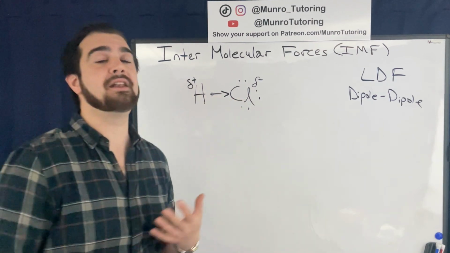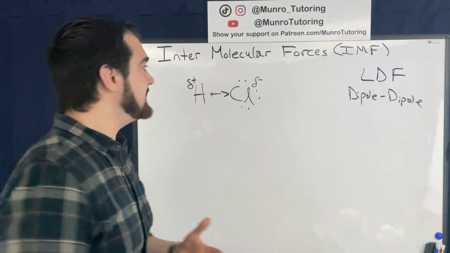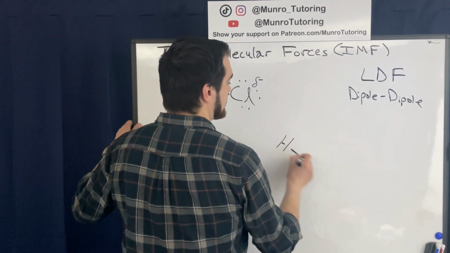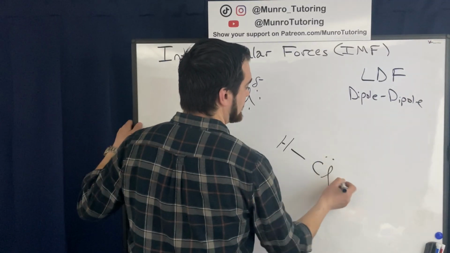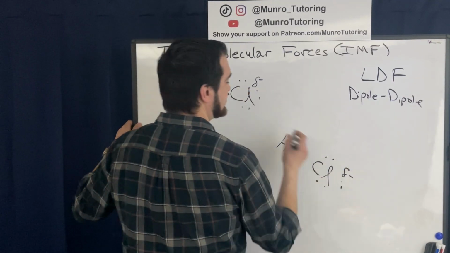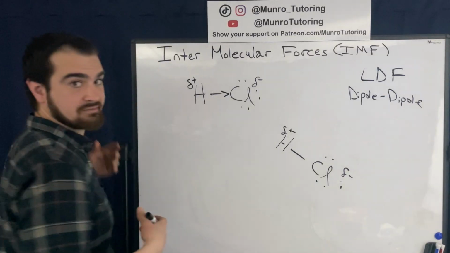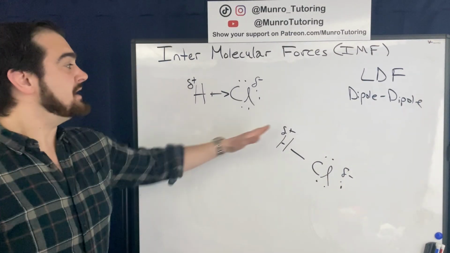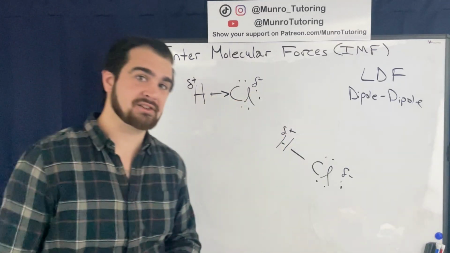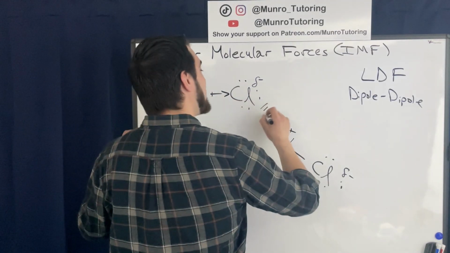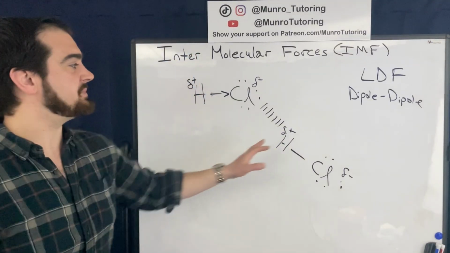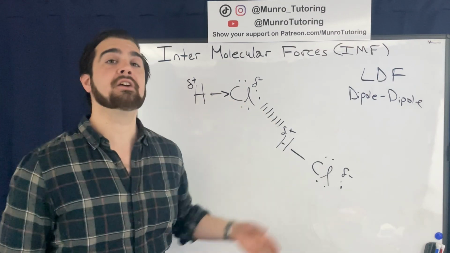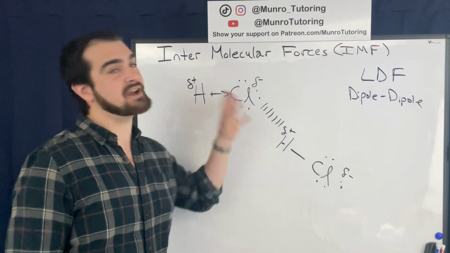Now let's say another HCl is nearby, and let's draw that over here at an angle. Of course, this HCl is the same molecule, so it also has a partial positive and partial negative. Positive and negative are attracted to each other. So we have this attraction between the partial positive of one molecule and the partial negative of the other. Since that's polar and that's polar, we have a dipole-dipole interaction.